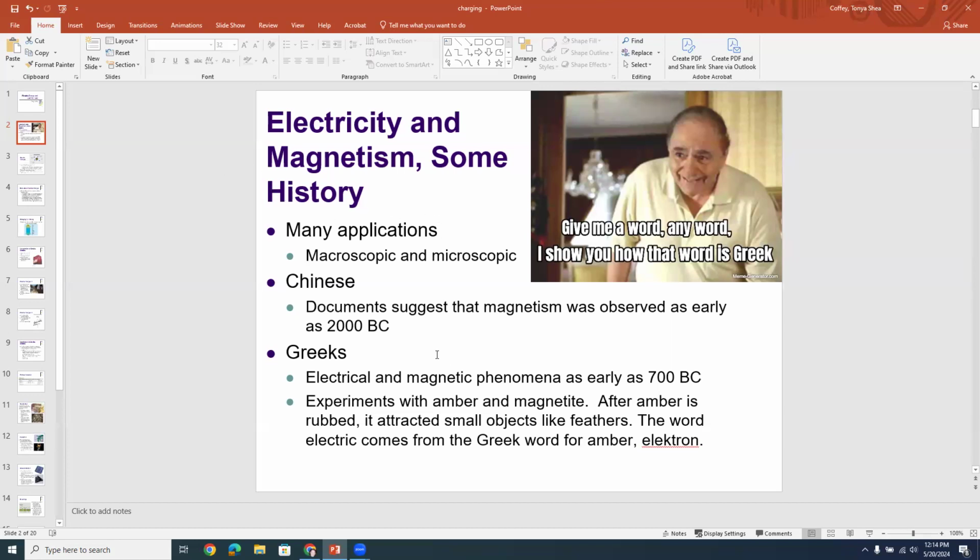Now, with the Greeks, they did some experiments with natural rocks and ores known as amber and magnetite. And after amber is rubbed, it attracts small objects like feathers, and we're going to talk more about that later. So the word electric that we use now, and of course the word electron, comes from the Greek word for amber, which is electron. So that, of course, reminded me of My Big Fat Greek Wedding.